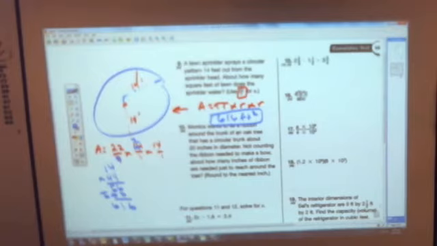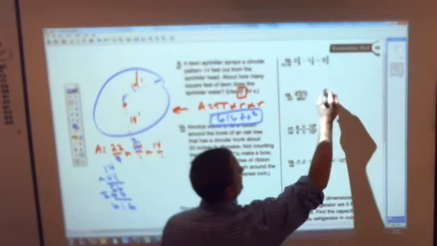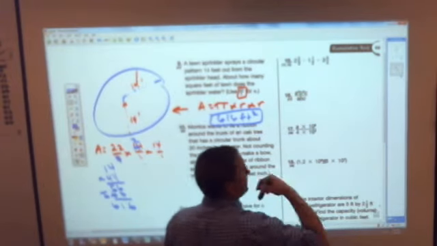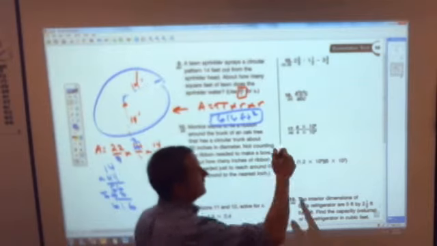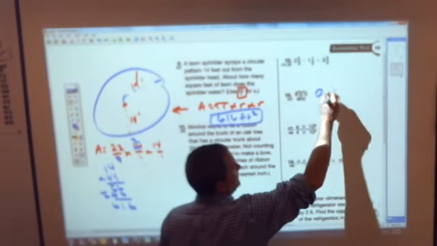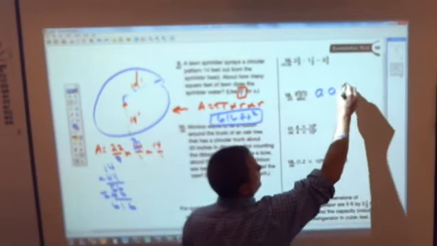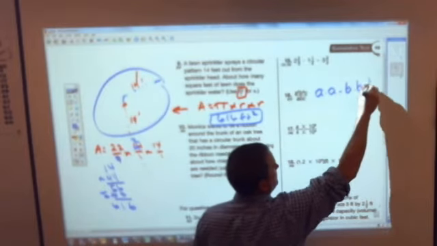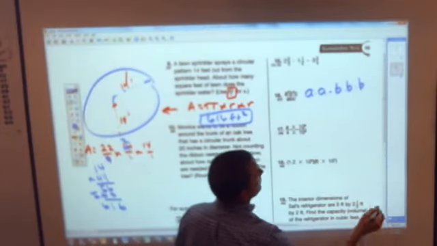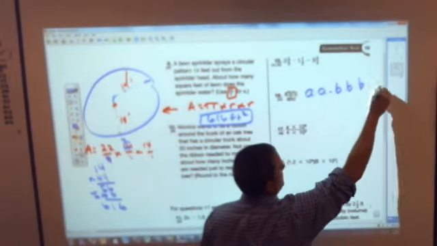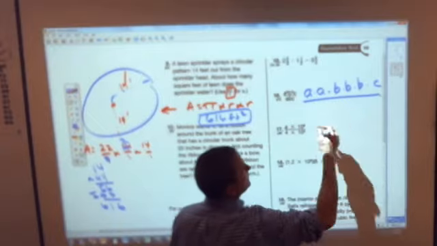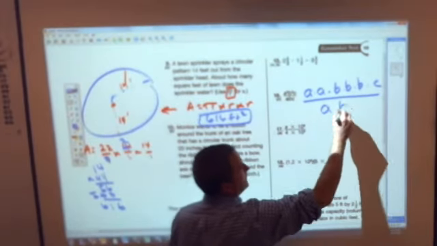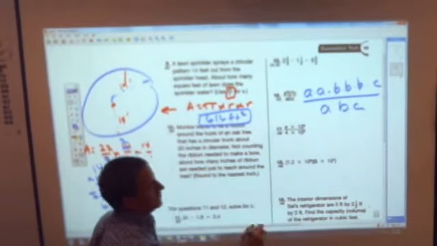Great. Could you read number 16, please? Number 16, ladies and gentlemen. And maybe it would help you again to write out what the factors of all this are. A squared is A times A. B cubed is B times B times B. And then that's times C. A squared, B cubed, C. On the bottom you have A, B, C. And those are all times each other.